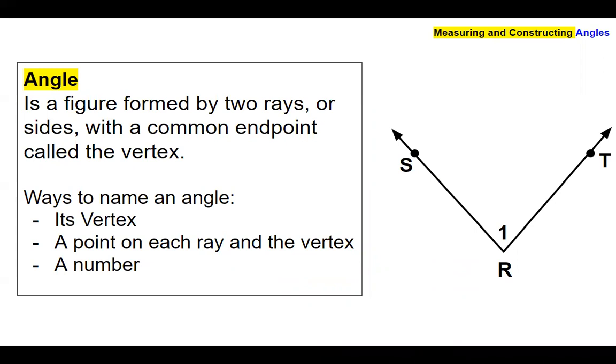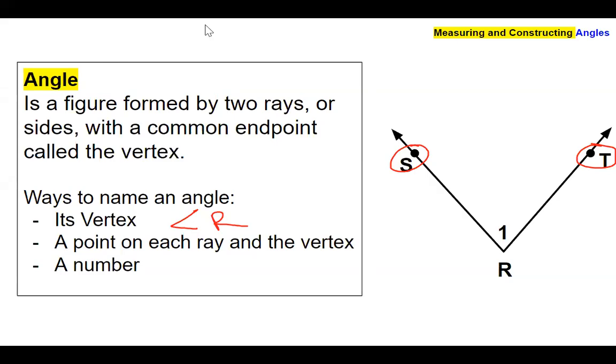Ways to name our angle. There's 3 ways. One of them is by using its vertex. Second way is by using a point on each of the rays and its vertex. And the third way is by using a number if it's labeled with a number. If it's not, then we can't use that, but we can use it if it's provided. Copy this down in your notebook, please.